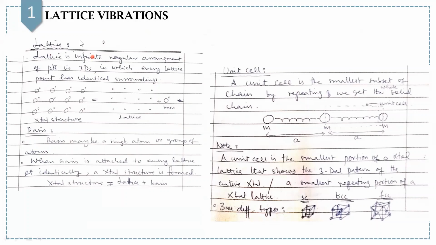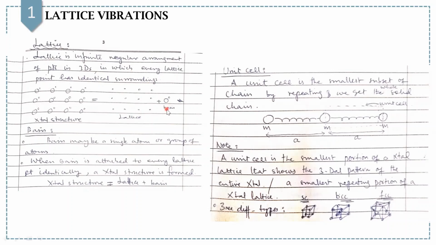Dear students, before starting discussion on lattice vibrations, let's have a definition of lattice first. Lattice is an infinite regular arrangement of points in three dimensions in which every lattice point has identical surroundings. Here you can see lattice points along with bases.